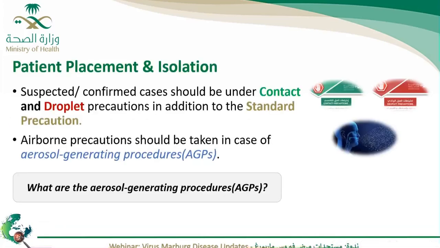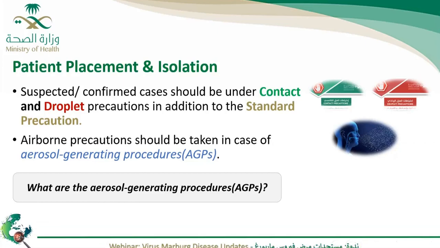We'll start first with patient placement and isolation. We should know that any patient who is a suspected or confirmed case of Marburg virus disease should be under contact and droplet precautions in addition to standard precautions. But we can upgrade to airborne precautions if there is any aerosol generating procedure. That means if you have any aerosol generating procedure, the patient will be under airborne precautions.